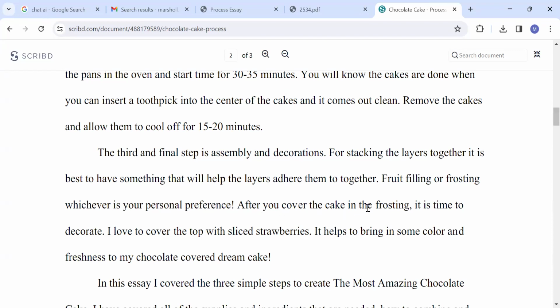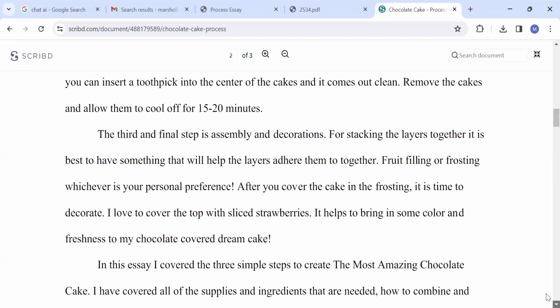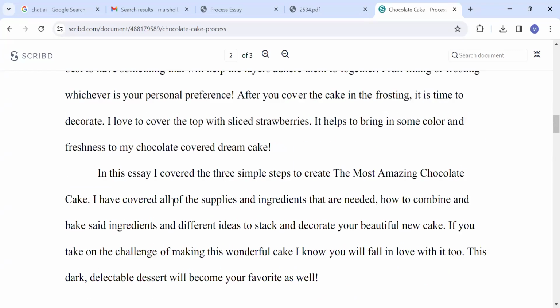After you cover the cake in the frosting, it is time to decorate. I love to cover the top with sliced strawberries. It helps to bring in some color and freshness to my chocolate covered dream cake. So she's really trying to give description of what you can do to enhance the outcome and what makes it really exciting for her when she's making the cake.